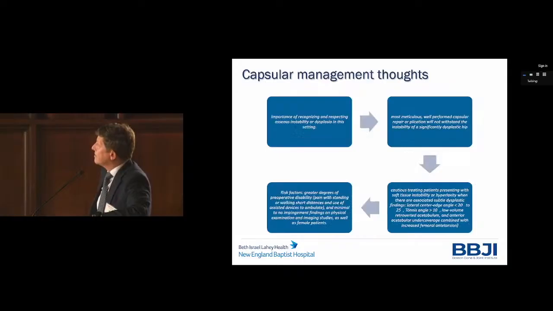It's important to recognize and respect the osseous instability in the setting of dysplasia. The most meticulous, well-performed closure cannot take care of bony instability. You want to be cautious in treating patients who have frank dysplasia, retroversion, or increased anteversion of the acetabulum. As a risk factor, just observationally, if you have somebody with a lot of disability, not able to walk, and minimal to no impingement on physical exam and imaging studies, I would probably be cautious considering arthroscopy in this setting.